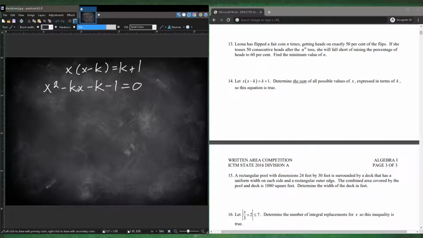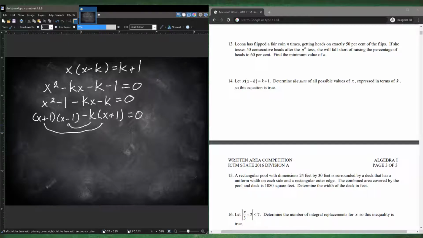Okay, so if we put these together, x squared minus 1, and then minus kx minus k equals 0. I put these together because the k terms seem to go together. Since there are 4 terms, this one has to go with this one. So x squared minus 1 can be factored as x plus 1 and x minus 1. And then negative kx minus k, you can factor out a negative k, so minus k times x plus 1. So these two are linked, and we can put them together as x plus 1 times x minus 1 minus k is equal to 0.